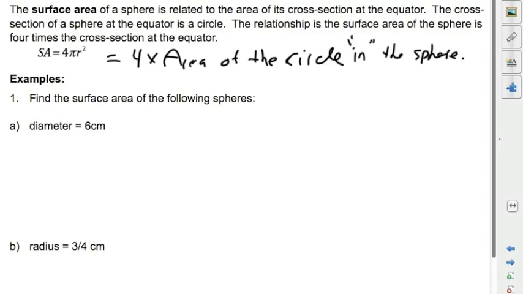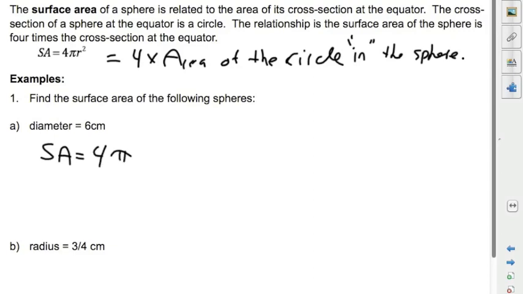So it's almost 4 times the area of the circle that's in that sphere. So that's one way you can try to remember it. So let's do the diameter first. So examples. So this was just straight plugged in 4 pi r.